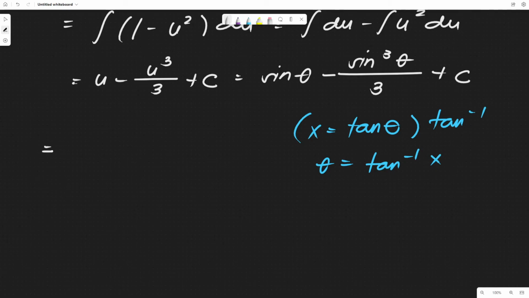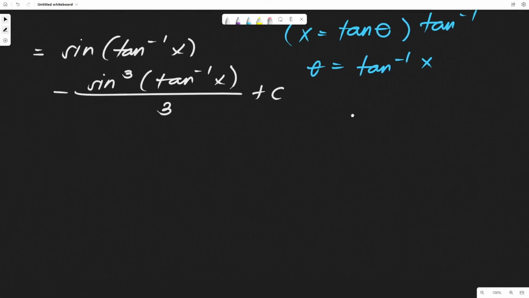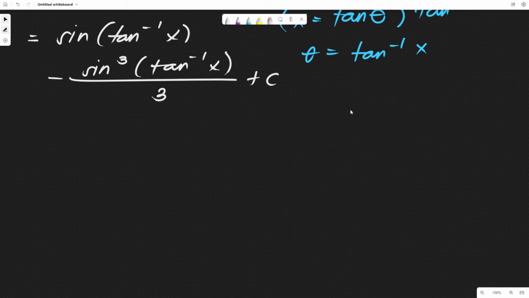So, we will have sine ng arctangent ng x, minus sine cube ng arctangent ng x over 3 plus c. Okay, obviously, this is not yet simplified, so we still need to simplify using our infamous triangle. So, gamit tayo ng triangle. Ayan. So, kunwari triangle yan. So, this is our angle.